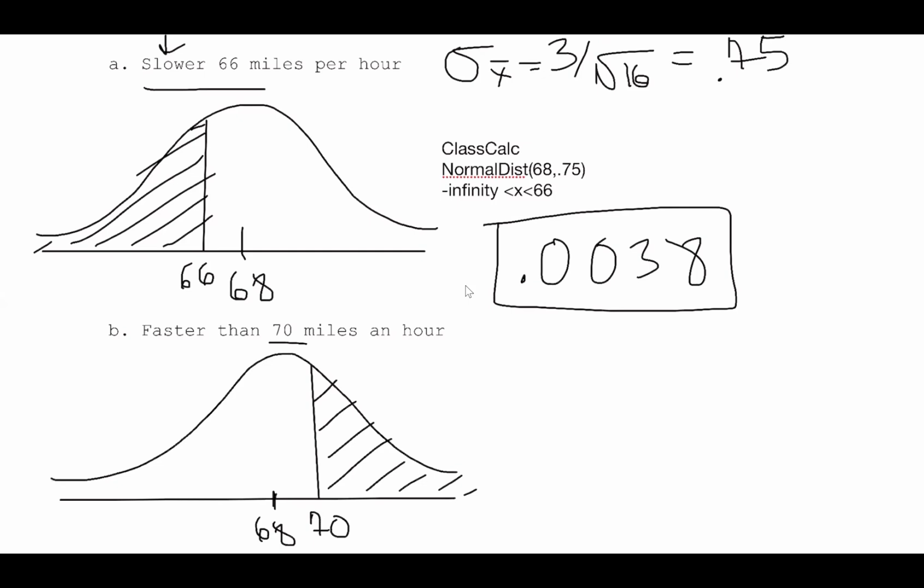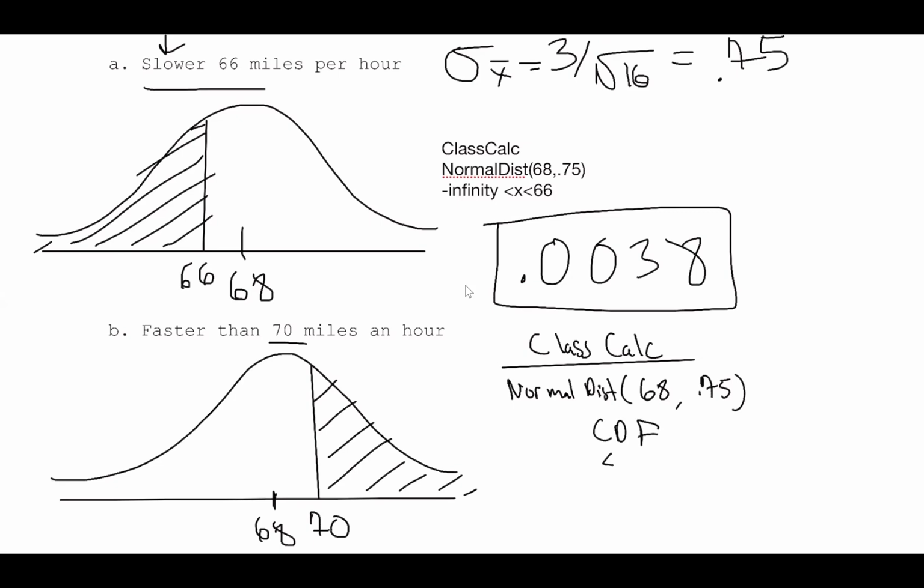So then what we're going to do in class calc, we're going to do normal distribution. And we're going to say mean is equal to 68. Sigma is equal to 0.75. And then for our CDF, now we're going to select that our lower bound is 70 and our upper bound is infinity. So let's go ahead and do that in class calc.